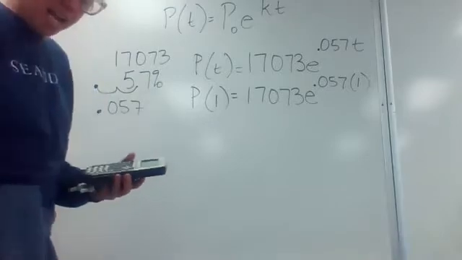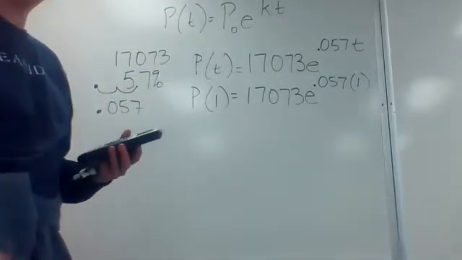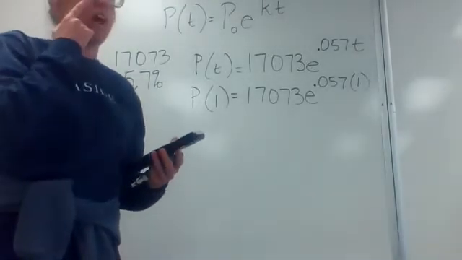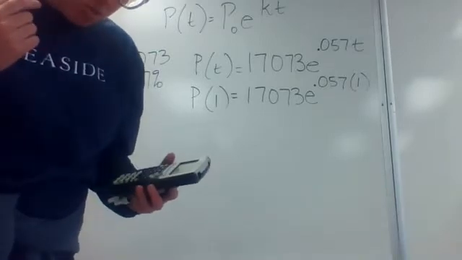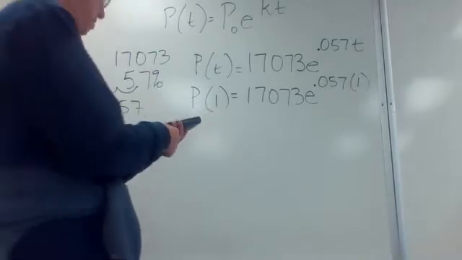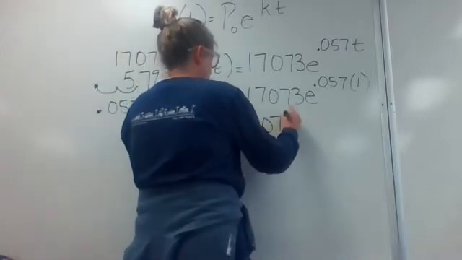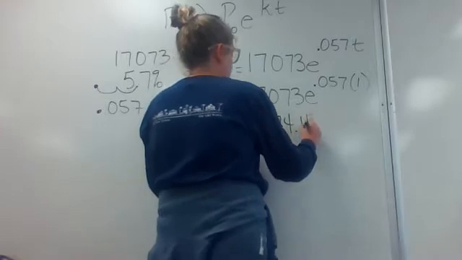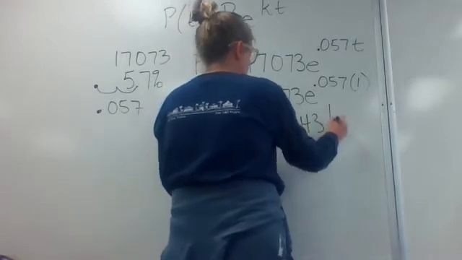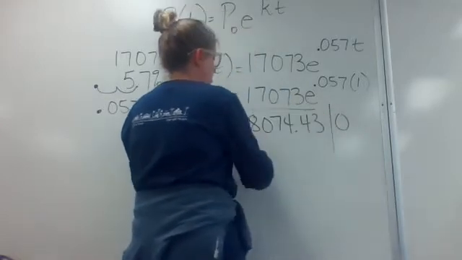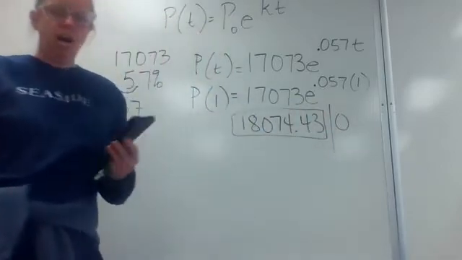Now remember, on this test, you are always going to be wanting to see where it wants you to round. So this wants us to round to 2 decimal places, which gives me 18,074.43. After the 3 is a 0, which means I don't need to round up.